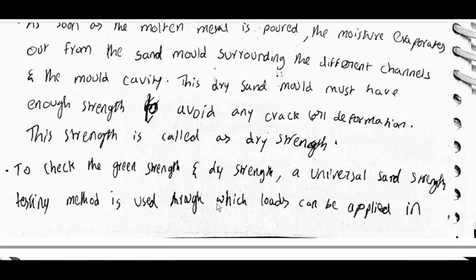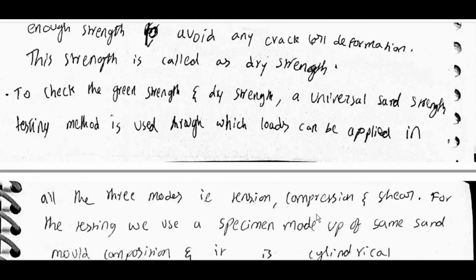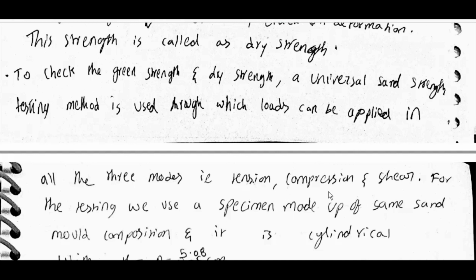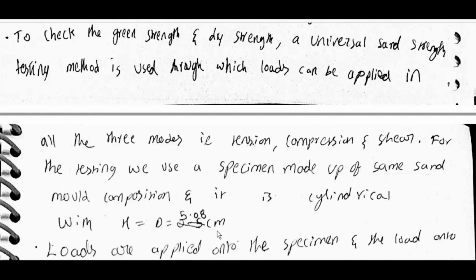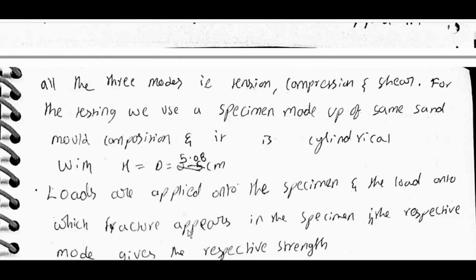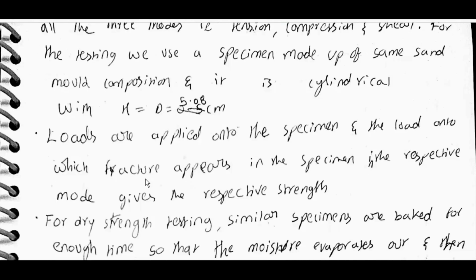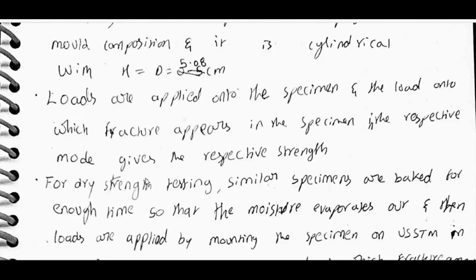To check green strength and dry strength, a universal sand strength testing method is used through which loads can be applied in all three modes, that is tension, compression and shear. For testing, we use a specimen made of the same sand mold composition, and it is cylindrical with h equal to d equal to 5.08 centimeters. Loads are applied onto the specimen and the load at which fracture appears in the specimen in the respective mode gives the respective strength.